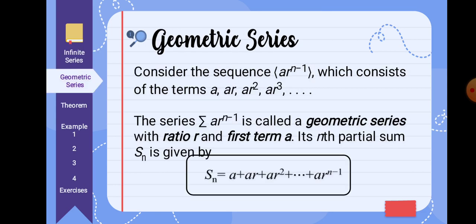Consider the sequence a r raised to the power of n minus 1, which consists of the terms a times r, a times r squared, a times r cubed. The series summation of a r raised to the power of n minus 1 is called a geometric series with ratio r and first term a. Its nth partial sum S_n is given by S_n equals a plus a r plus a r squared plus up to a r to the n minus 1.